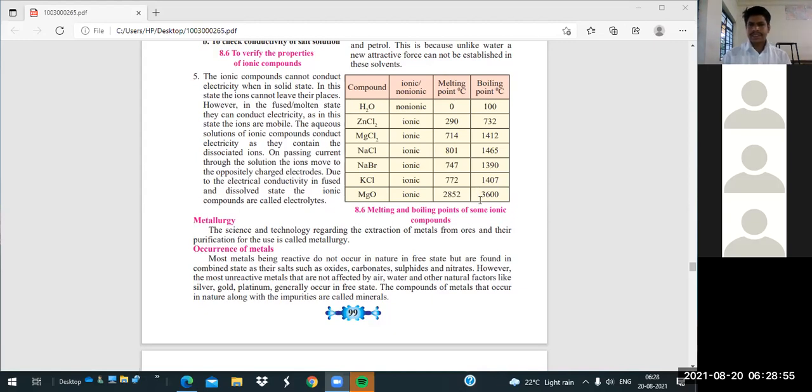Now some substances are found as they are, unaffected by environmental things like water or air. Those substances are platinum, gold, and silver. Generally these occur in the free state. Okay, do you know about silver?